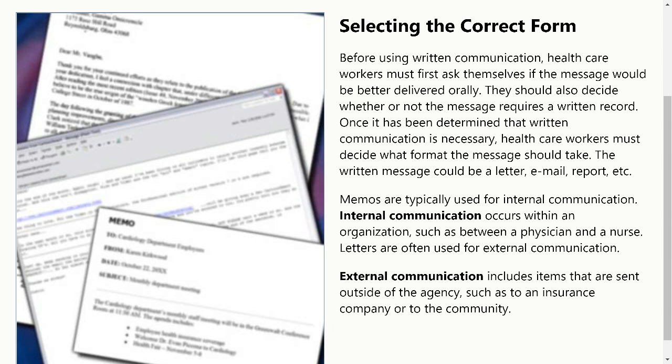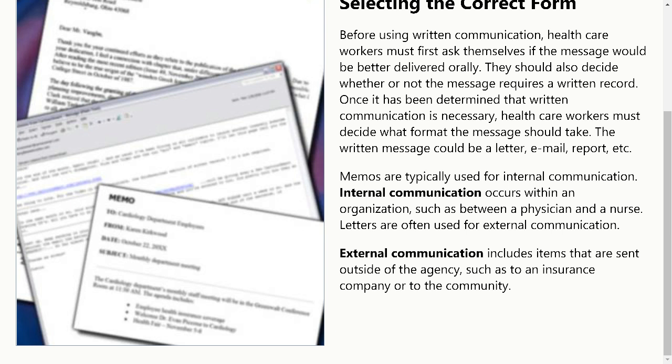Memos are typically used for internal communication. Internal communication occurs within an organization, such as between a physician and a nurse. Letters are often used for external communication. Then you have external communication. Those are items that are sent outside of the agency, such as to an insurance company or to the community.